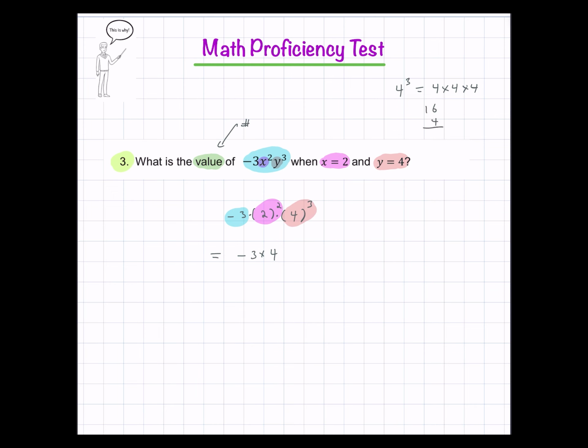If I want to multiply 16 by 4, let's break this down even more. This is 4 times 10 plus 6. So I distribute the 4 in. 4 times 10 is 40, and 4 times 6 is 24. So this is going to be 64. So here I have negative 3 times 4 times 64. And then I'm going to multiply these together.